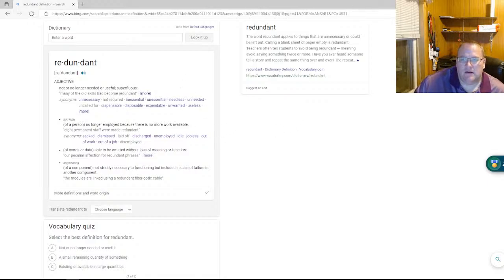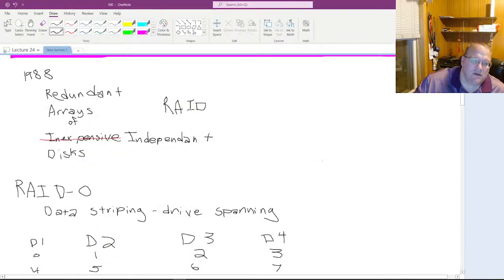Okay, redundant. An array, of course, is like a list or a group. In this case, we just talk about a group. And then inexpensive or independent, and then disks. We all know what that means. Okay, good. Sometimes it's helpful to break those down and not just take it as a whole, to see how they got there and why. Okay, so why is this not going down?